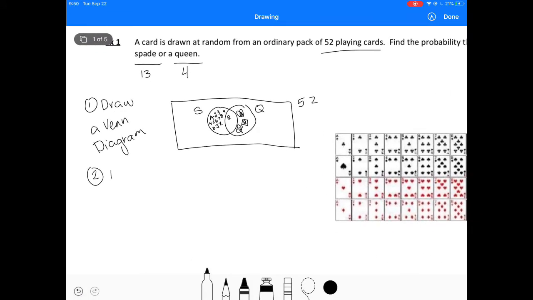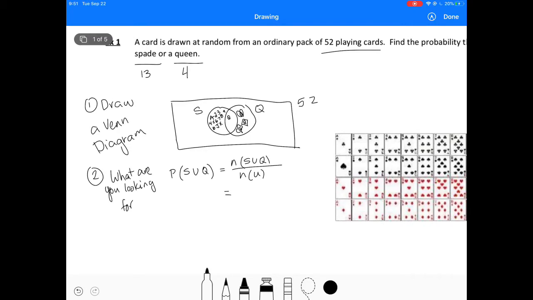Once you've drawn your Venn diagram, then you need to figure out what you are looking for. In our case, we're looking for the probability that we're going to draw a spade or, that's the union, a queen. To find that probability, we need the number that are in that set over the total number in our sample space. So we have both of those things now.